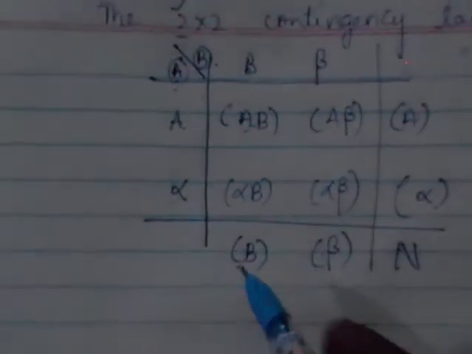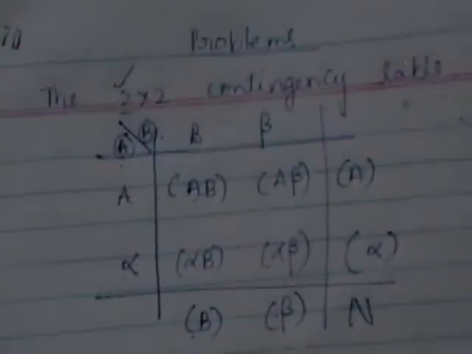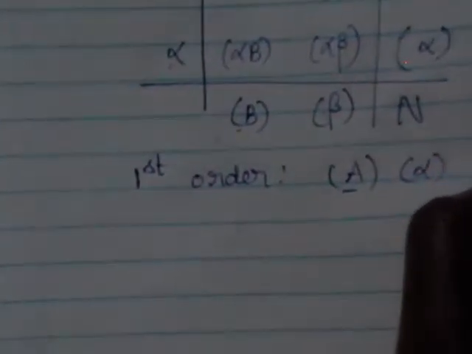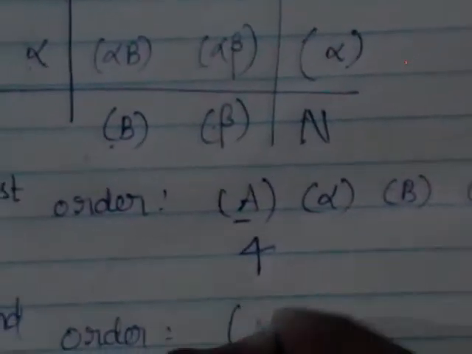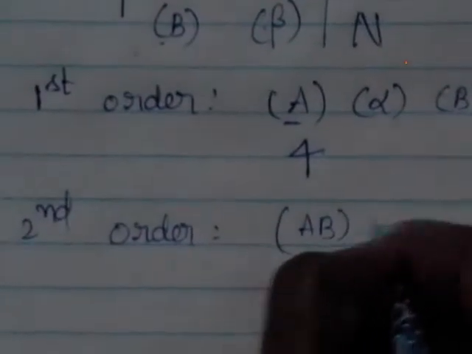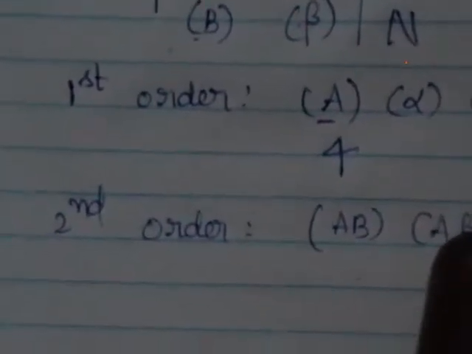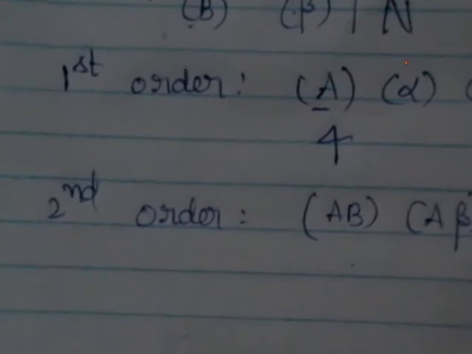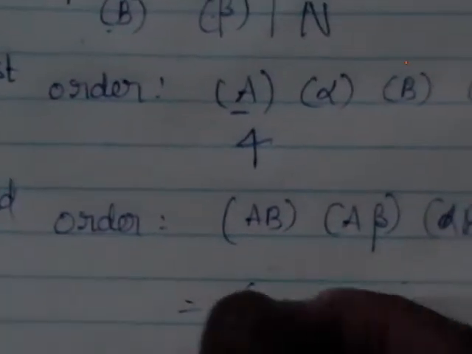Now let us discuss a few problems on this. You will get this type of problem: how many frequencies do you have, and what are the first order frequencies? First order means only one attribute: bracket A, bracket alpha, bracket B, bracket beta. These are the 4 first order frequencies. How many second order do we have? Second order means 2 attributes are included: AB, A beta, alpha B, alpha beta. Those also are 4.